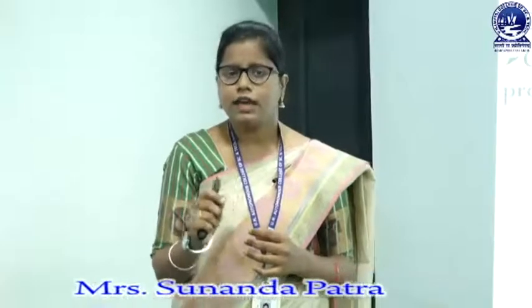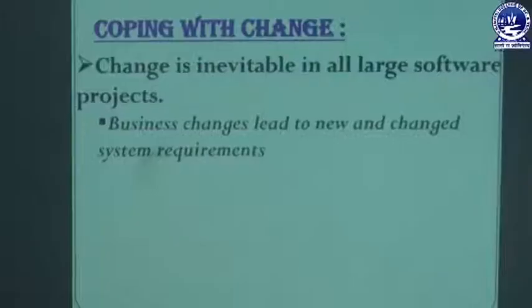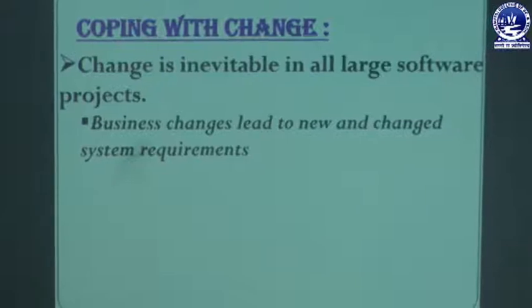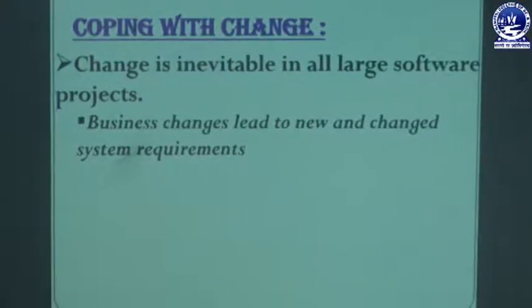We have some models and some processes by which we can accommodate the user's needs. So let's see why the change occurs and why we need to accommodate those changes. Why does the change occur? Because business changes lead to new and changed system requirements.